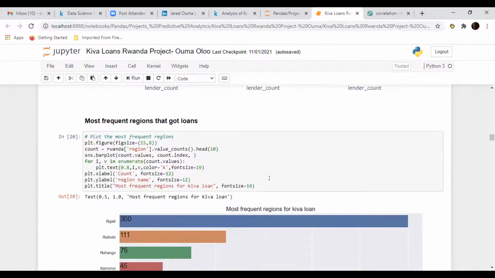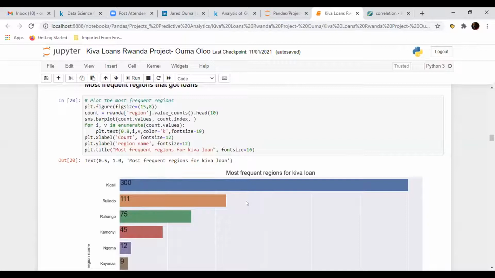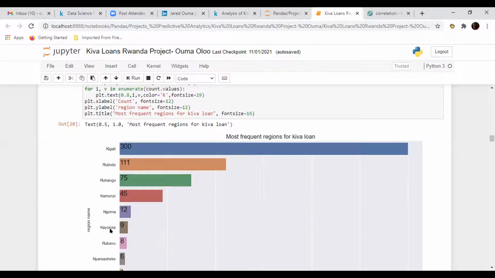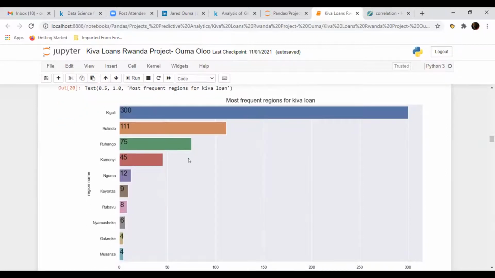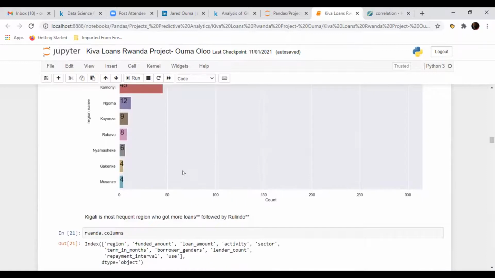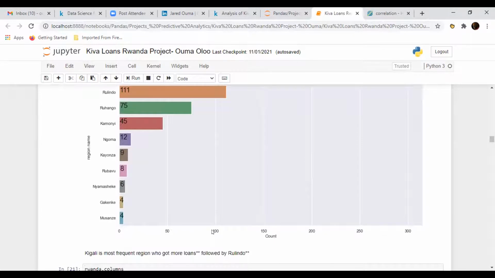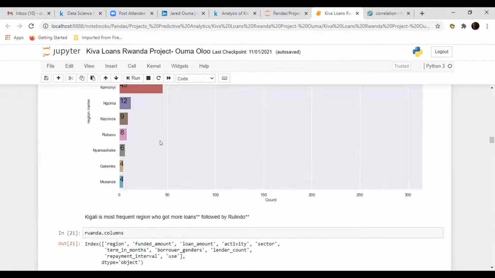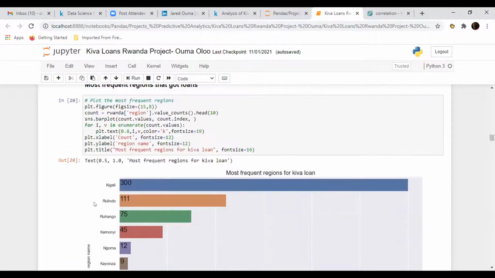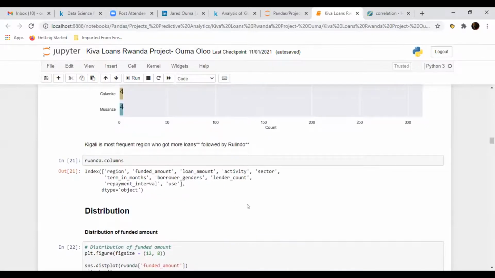So I plotted the bar graph, most frequent regions for Kiva loans and the region names. So you can see Kigali was topping, which got about 300, followed by Rulindo in that order to Musanze. So you can clearly see that Kigali is the most frequent region that got more loans, followed by Rulindo, as shown by the bars.